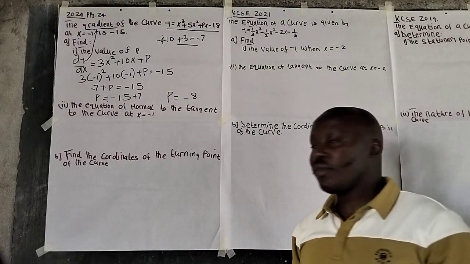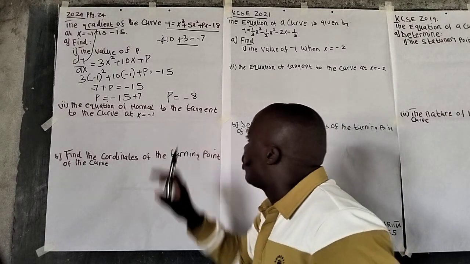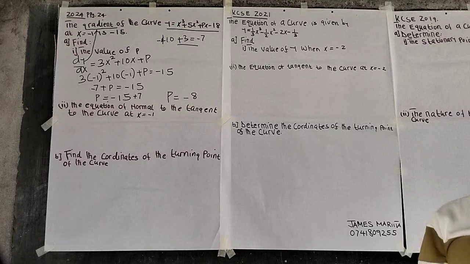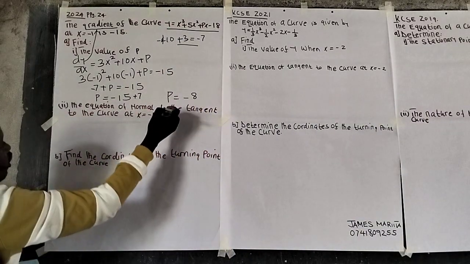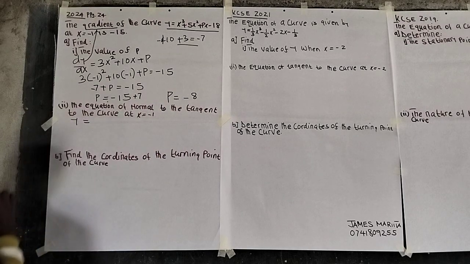Then part b, we are supposed to get the equation of the normal to the curve at x equal to 1. So we can write this equation here. The equation now, since we have the value of p, is y is equal to p.